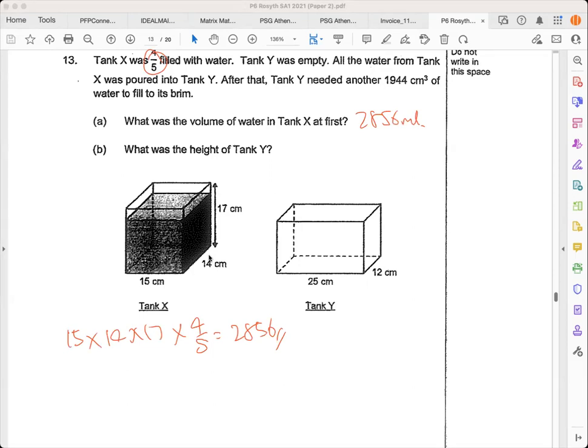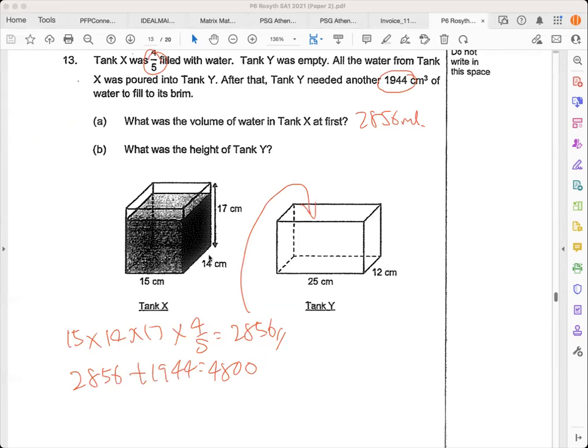Next, what was the height of tank Y? So first, this will be poured into tank Y. So tank Y will have 2856 ml from tank X. And to completely fill up tank Y, they pour another 1944. So plus 1944, this 4800 will completely fill up tank Y, which is the capacity.